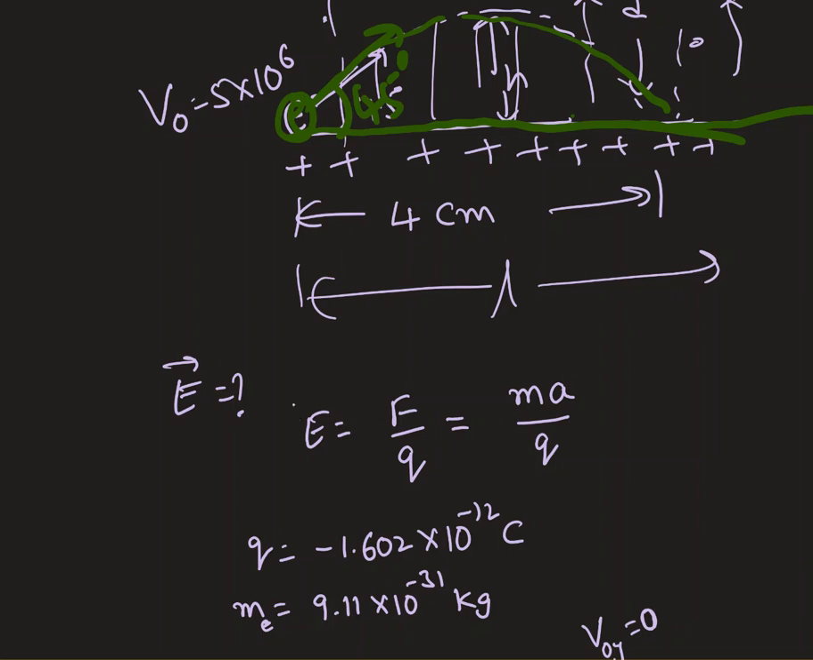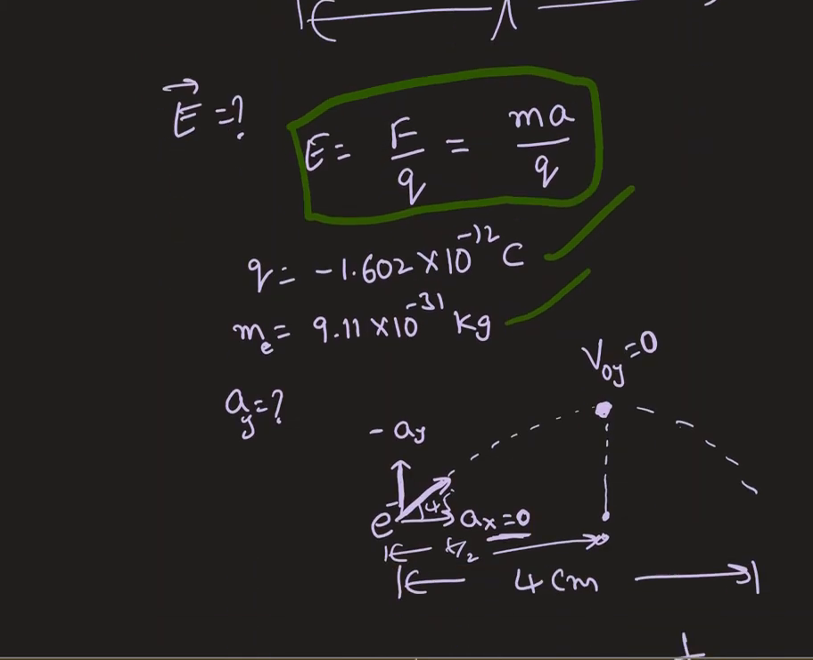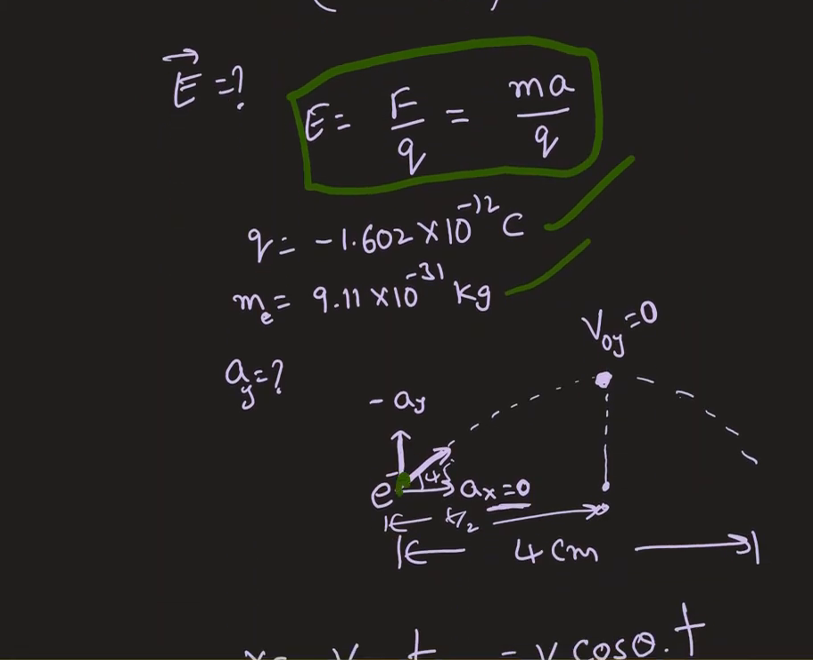So we know that E equals F over Q, and F is nothing but, by Newton's law, MA, so E equals MA over Q. Q here he gave us, that's an electron, so minus 1.602 times 10 to the power of minus 19 coulombs. The mass of the electron he didn't give us, which is 9.11 times 10 to the power of minus 31 kilograms. The mass of the electron is very small compared to the mass of the proton, around 1000 times smaller approximately.